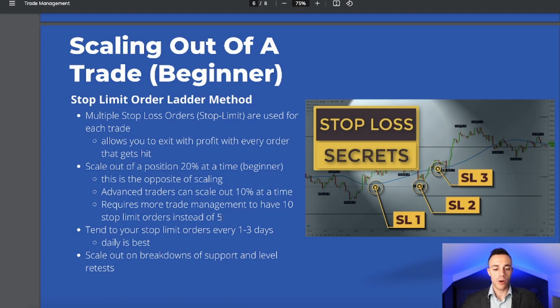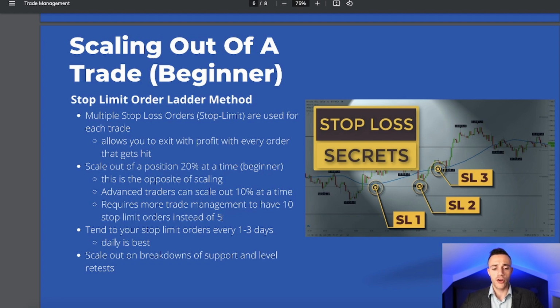When you are scaling out, you scale out on breakdowns of support levels and on level retests, right? So let's say you break out and then you retest the breakout level, then you can scale out there. You can have a ladder stop limit order placed there. So that is the basis of the method. I hope it makes sense.